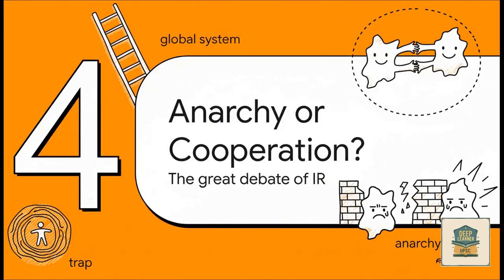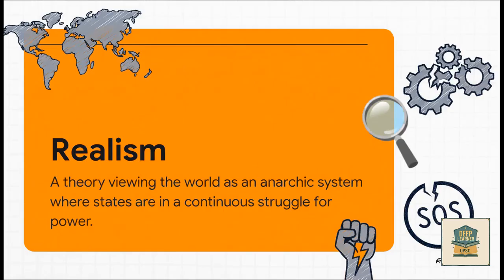Okay, so now that we have this idea of a global system, whether you see it as a ladder or a trap, let's zoom in on how states are supposed to act within it. And this brings us to the great foundational debate in the study of international relations. First up, you've got realism. For realists, the world is a rough place. There's no world government, no global police to call when things go wrong. They call this condition anarchy.